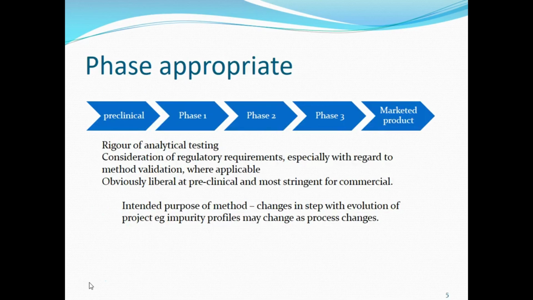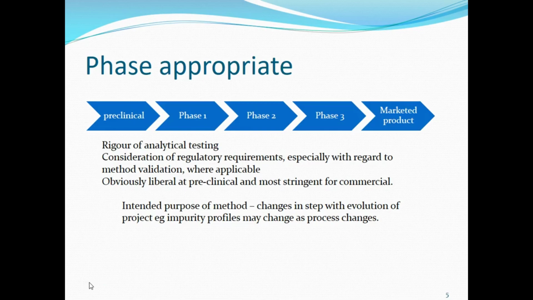So we talk about phase appropriate testing, and this chart just illustrates the different phases involved in developing and validating methods. So we start at the preclinical phase, where your molecule is developed in the fume hood. We move on to phase 1, phase 2, phase 3, and finally to your marketed product. So the rigor of analytical testing obviously varies across those stages. Obviously, you're liberal at the preclinical end, and you're most stringent at the commercial or the marketed product end.